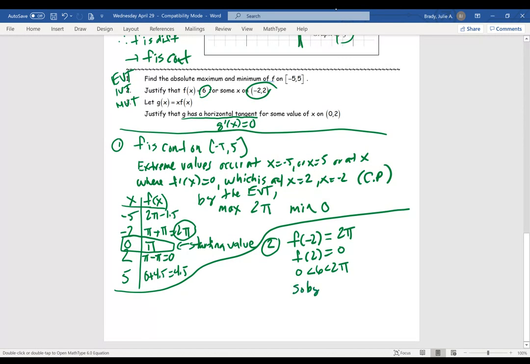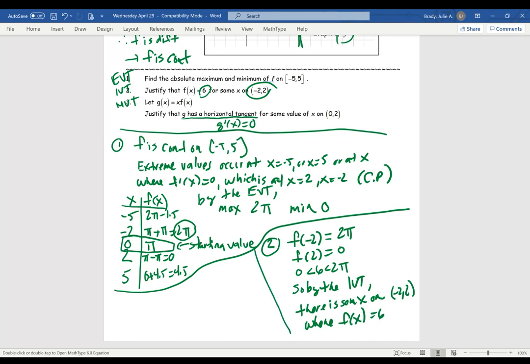So by the intermediate value theorem, there is some x on the open interval negative 2 to 2 where f of x is equal to 6. Okay. All right, let's see.